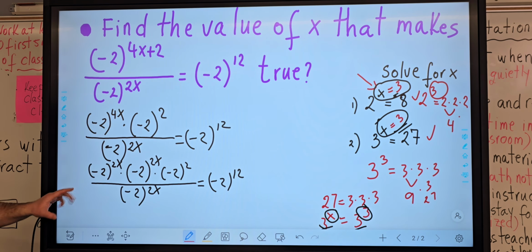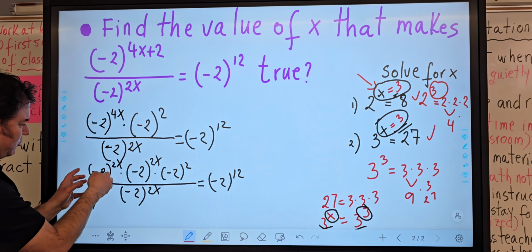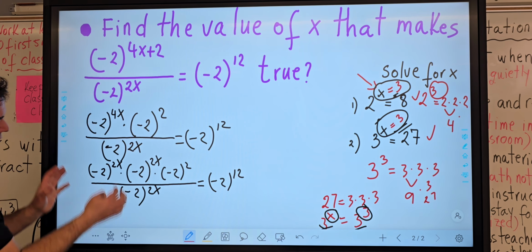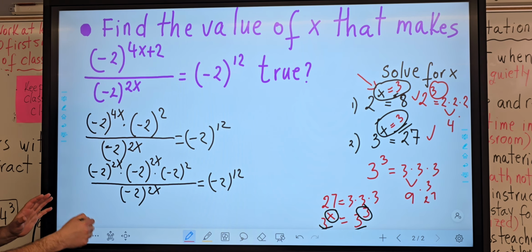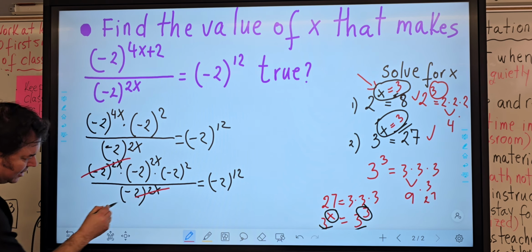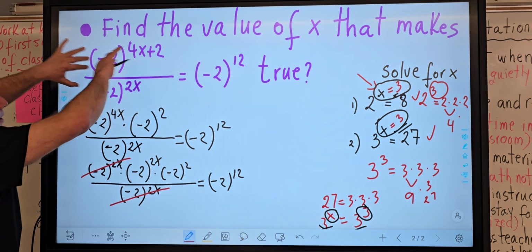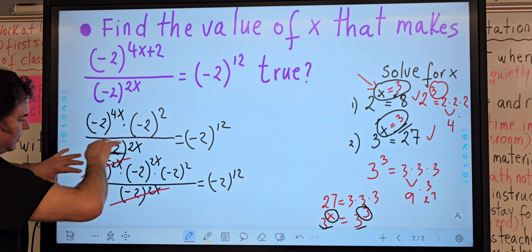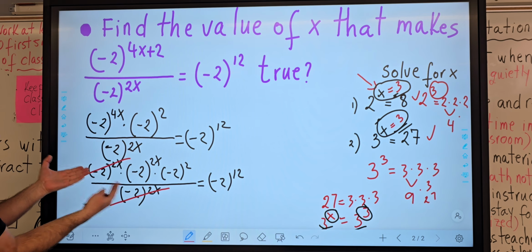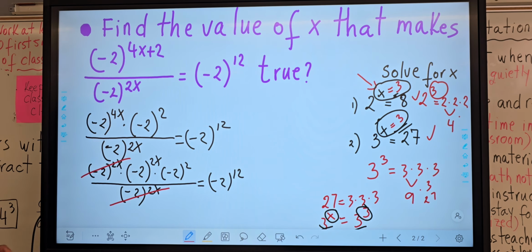Now we can see, because we have products here, negative 2 to the power of 2x times negative 2 to the power of 2x times negative 2 to the power of 2. Now we can simplify negative 2 to the power of 2x, one of these from the top with this one from the bottom, right? They went away because we decomposed this into this. Many factors multiplied together, but now we can see that those two simplified. So now we don't have the denominator any longer.